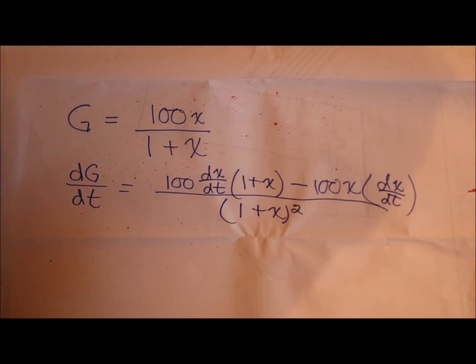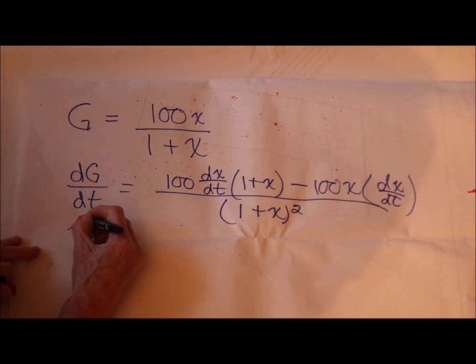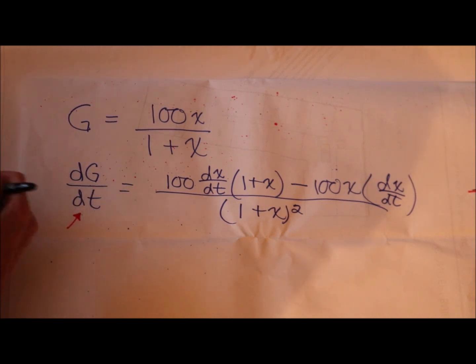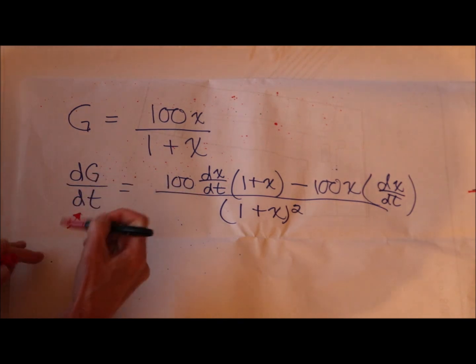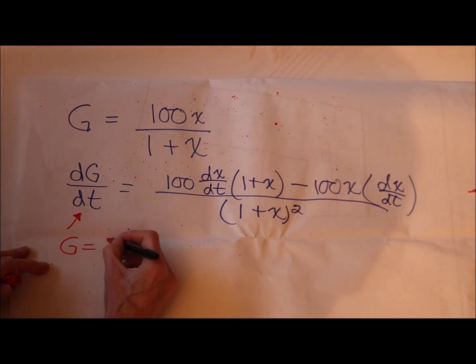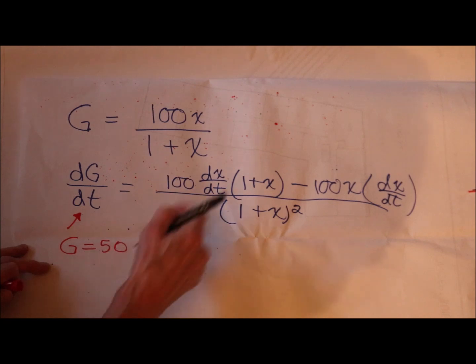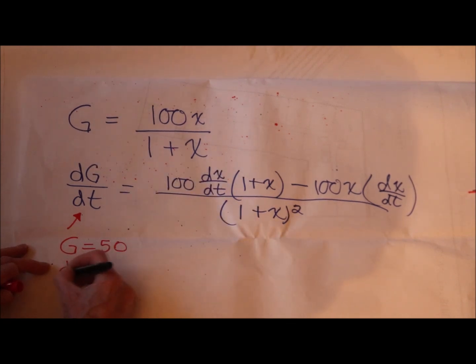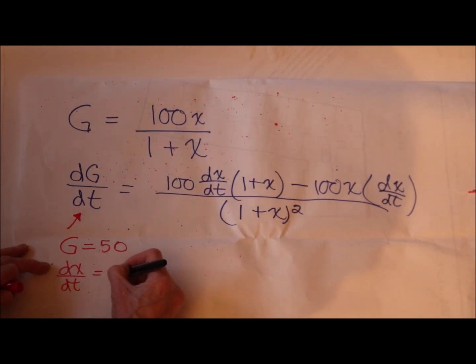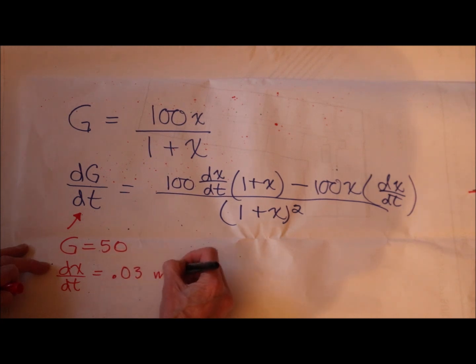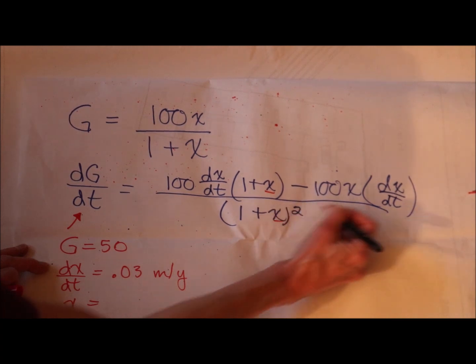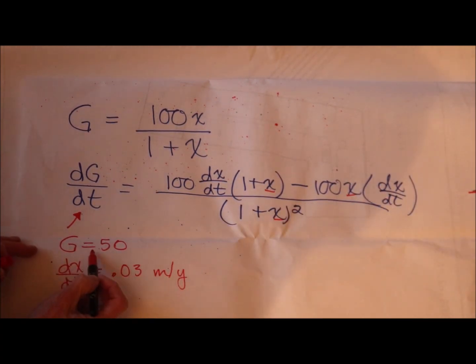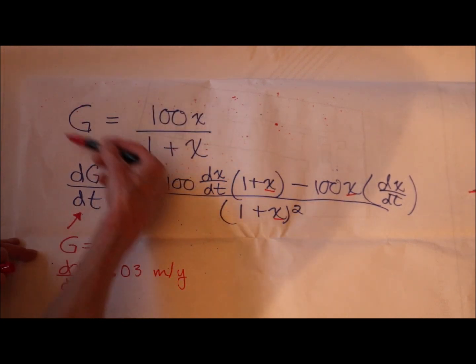All right, we're looking for the rate at which the height changes when my height is 50 meters. And they do tell us dx/dt. They tell us that is, let's see, 0.03 meters per year. What they don't tell us is x, and clearly we need to know x. But they gave me 50 for g. They gave me this equation right here.